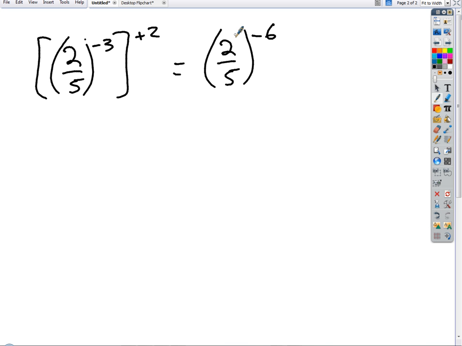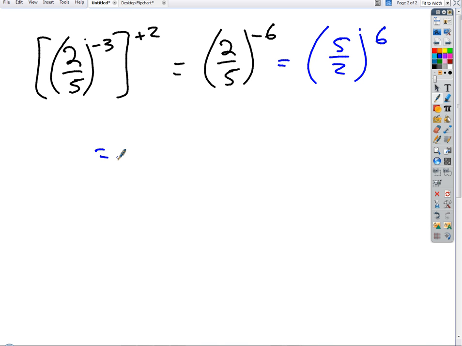Whenever I take a fraction to a negative power, what can I do that's kind of tricky? What would that equal to the +6? The reciprocal, exactly. If I take a fraction to a negative power, it's always equal to its reciprocal to the positive power. So we could write that as 5/2 to the 6th, which is going to be 5 to the 6th over 2 to the 6th.